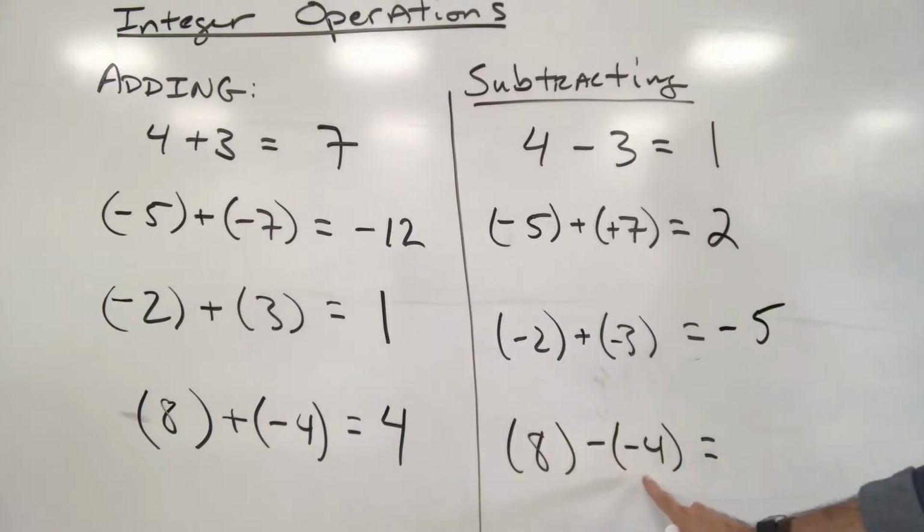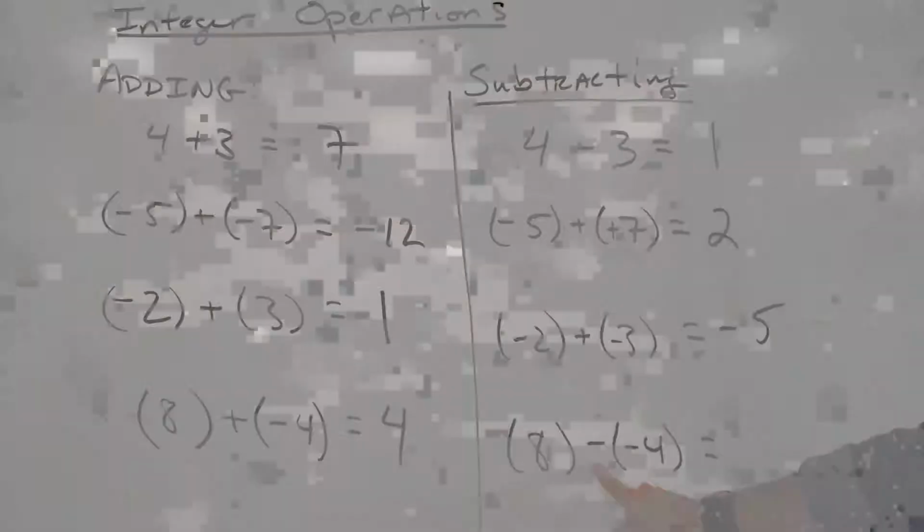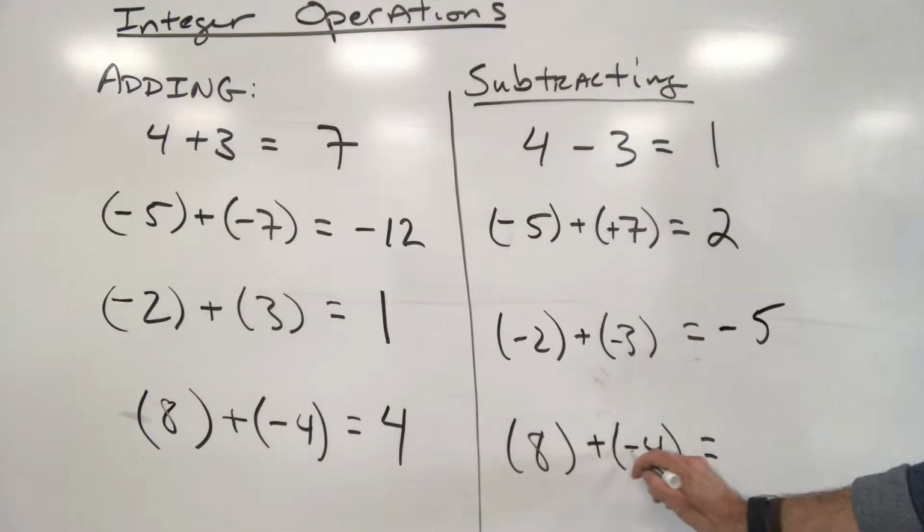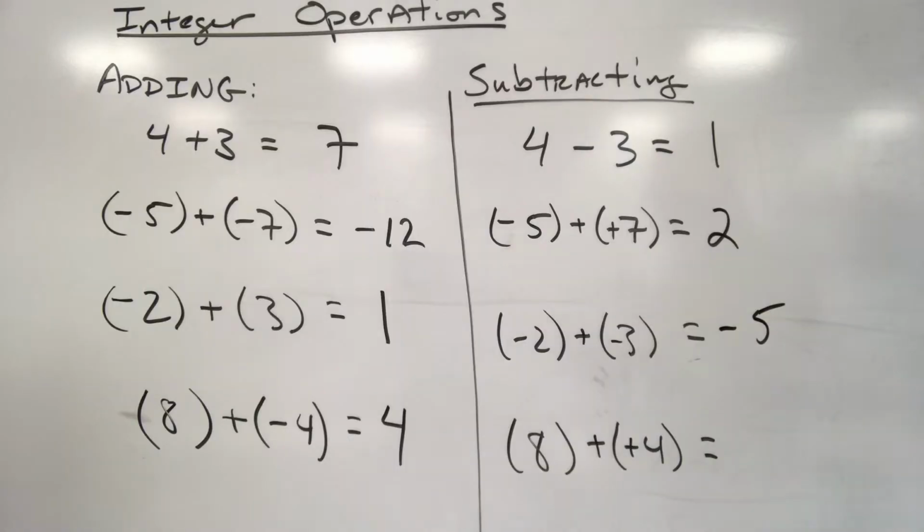8 minus negative 4. Subtraction is the same as adding the opposite. So if I'm subtracting a negative 4, those are negating each other, so it's the same as adding 4, which would be a positive 12.